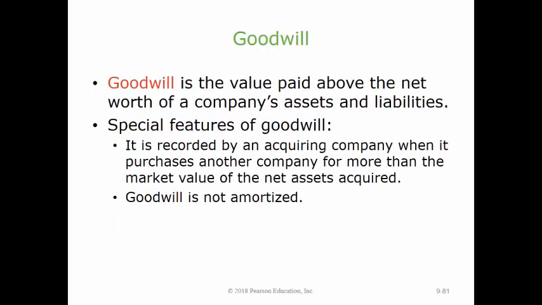In accounting, goodwill is the excess of the cost of an acquired company over the sum of the market value of its net assets. That is, assets minus liabilities. Goodwill is the value paid above the net worth of the company's assets and liabilities.